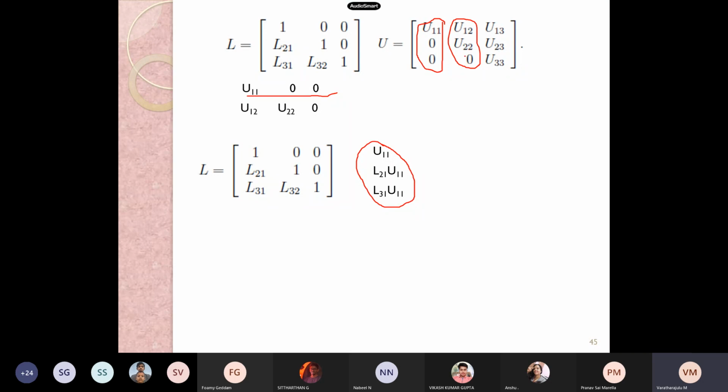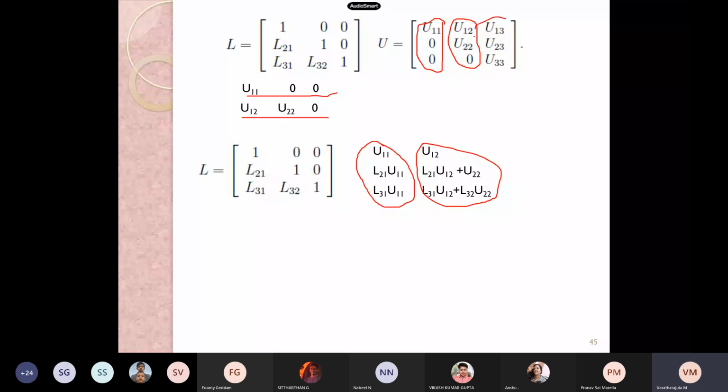See U12 and U22, and now do the multiplication. U12 into 1, that becomes U12, and then plus U22 into 0, that becomes 0. What we need to do is summation. The second term would be L21 into U12 plus U22 into 0. Then the third term, L31 into U12 plus L32 into U22 plus 0. This is what our second column is, and now do the multiplication with the third column.